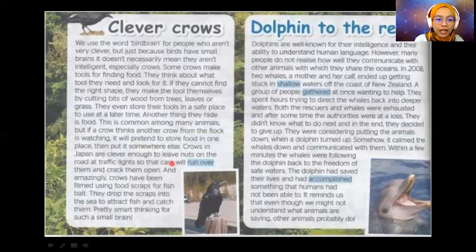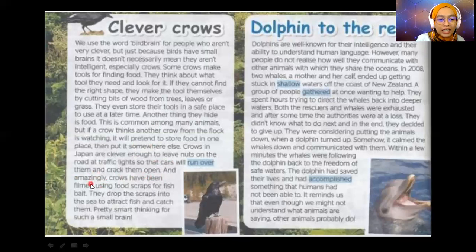Okay, so run over, lalu atas tu lah. Them and crack them open. Maksudnya pecahkan nuts tu. Nuts tu biasanya kadang-kadang kita macam walnut ke apa kan, dia keras kan. So susah dia nak buka. So dia letak atas jalan. So very clever these crows.